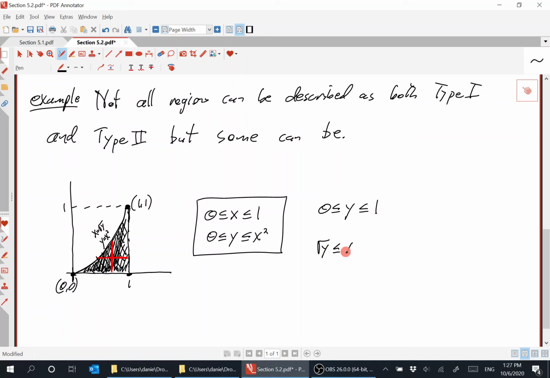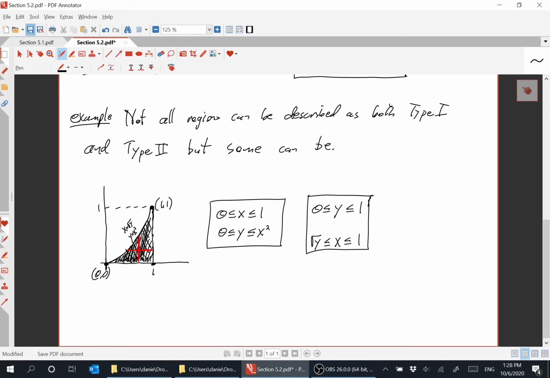Square root of y is less than or equal to x, less than or equal to 1. So that's a description as both types: x bounded by constants and y bounded by functions of x, which can be held constant, or y bounded by constants and x bounded by functions of y, which are held constant. Now you can do the same iterated integration process over these types of regions as we did in the previous section. But the ordering is forced.